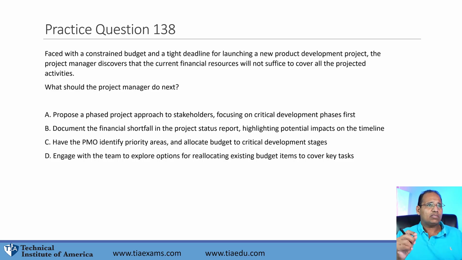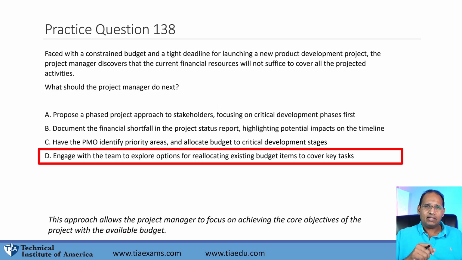All right, what are we going to be doing? Best answer here, guys, is D. Now, here's what. You notice you're faced with a constrained budget and a tight deadline. You've got to get this product out the door. You realize you don't have enough money to cover each activity. What are we going to do here? Well, propose a phased approach to stakeholders. Okay. Focus on critical development.